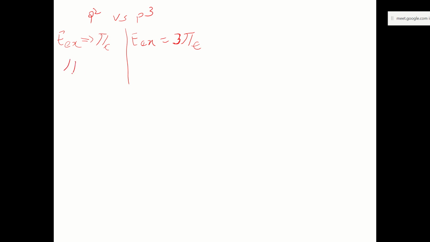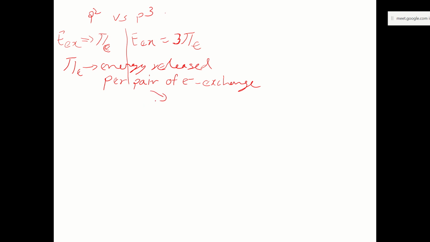pi e is a negative term. Exchange energy released per pair of electrons. जब per pair of electron, energy released per pair of electron exchange. Okay, एक पेयर का जो exchange होता है, तो उस तरह से you can always discuss and arrive at a situation. So definitely, P3 configuration is a negative term. We say that this is energy release, so this is a negative term. And if we have greater electron exchange energy, then we say that it is more stable.